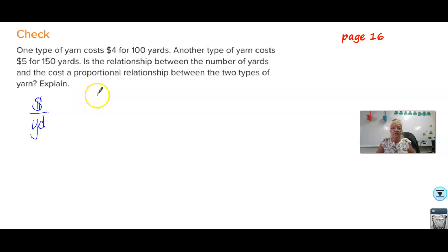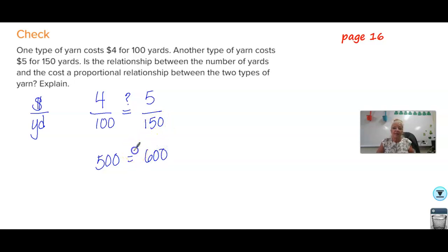In the first scenario, we have $4 for 100 yards. Is that equal to $5 for 150 yards? Now, some of you with good math sense are going, no, that's not equal. That's not going to work. But you could check this, all right? You could do 5 times 100 is 500. And 4 times 150 is 600. That is not equal. This is not proportional.